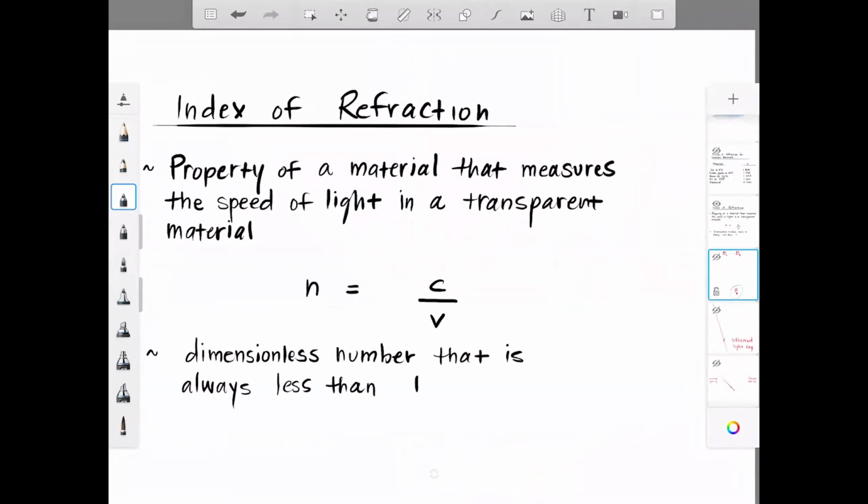First, let's define what the index of refraction is. It's a property that all transparent materials have. It's a ratio of the speed of light over the speed of light inside of that material. So it's a speed divided by a speed, therefore you're just going to get a number. It's dimensionless. And it's always going to be a number not less than 1. I don't know why I wrote that.